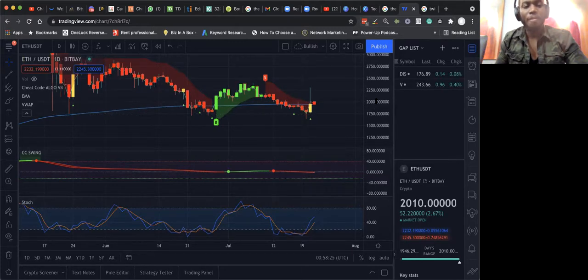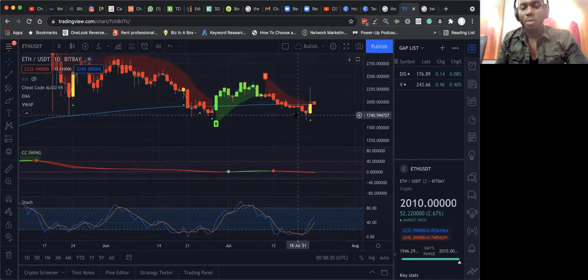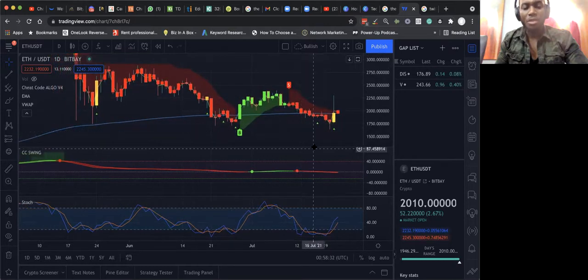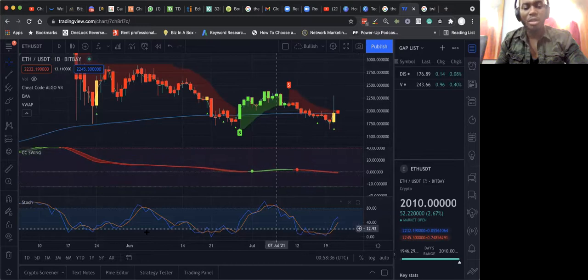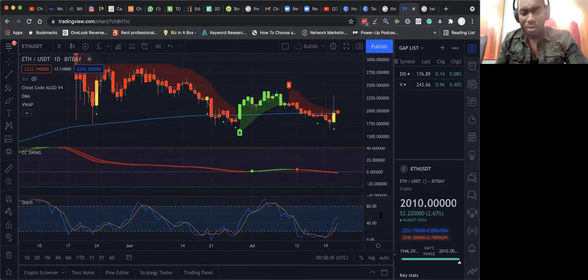Now we're on the Ethereum USDT chart. This is the daily. As you can see, the CC swing here is clearly on a downtrend. The Stoch has momentum and price is right in the middle of the channel right there.